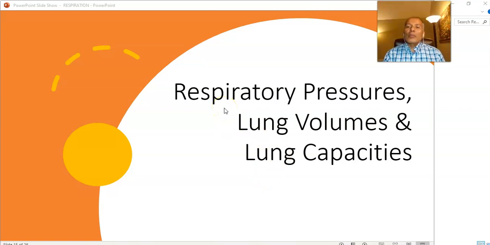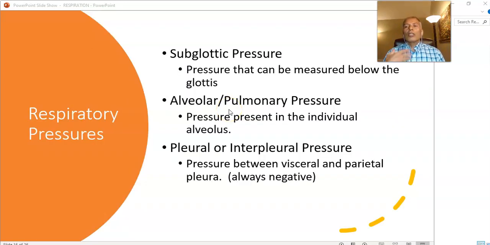So in terms of respiratory pressures, lung volumes, and lung capacities, these are very important to understand because without pressure, you will not be able to speak. You need enough pressure so that you can force the edges of the vocal folds to be displaced, so you can force the air out of them so you can vibrate. So be careful. Not all pressures are the same. Not all pressures perform the same functions.